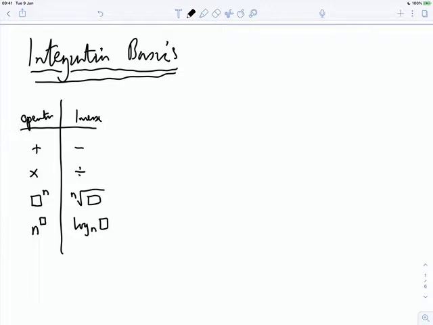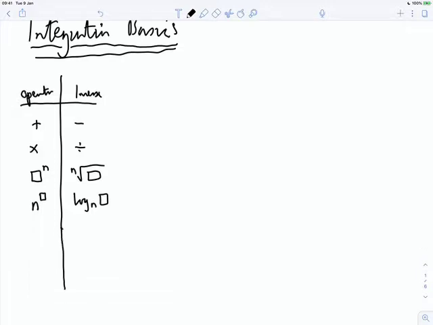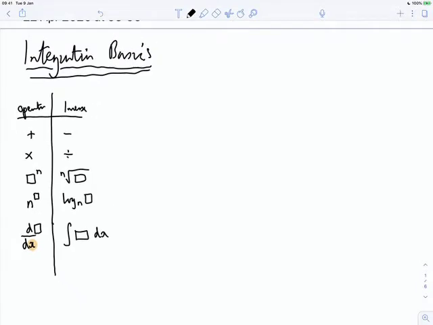Now, if I wanted to differentiate something with respect to x, say, and this x could be any variable that you're talking about, then the opposite, the inverse function of that, will be the integral of that function with respect to x. So d of something dx, the opposite of that is this integral dx. So what's going on here?